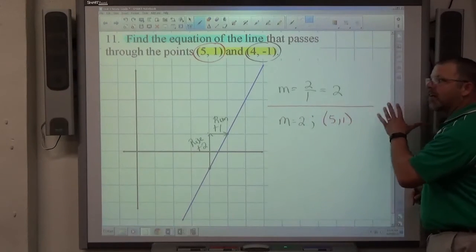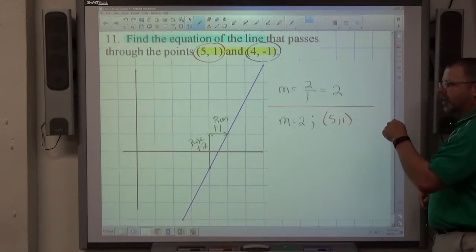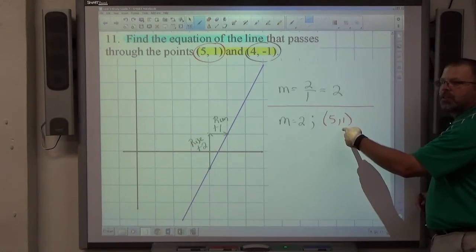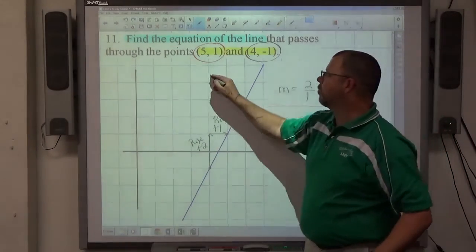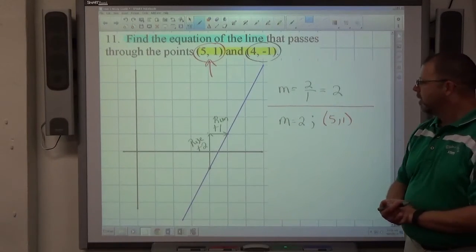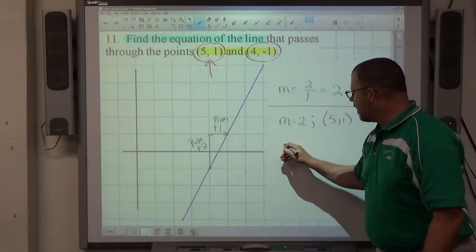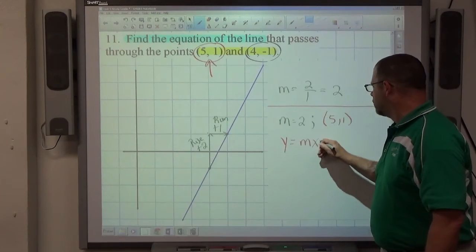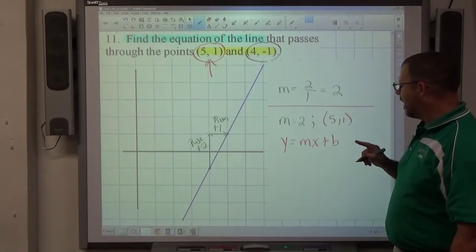Every find the equation of the line problem, once you've found slope, is the same. They're going to give you at least 1 point every single time. This time they gave us 2. I picked 1. And you found the slope because we went through the process to find slope. Once you've found both of these things, then y equals mx plus b is your goal. It's going to create the answer.